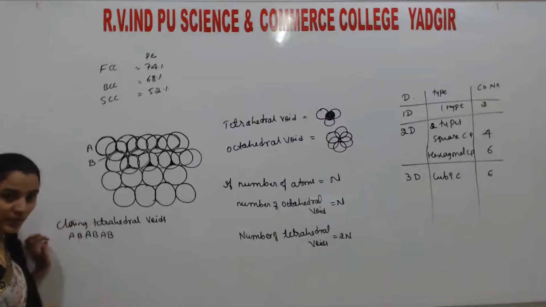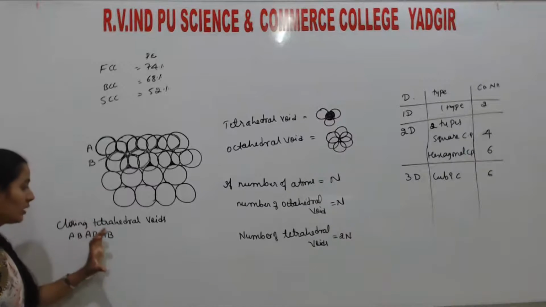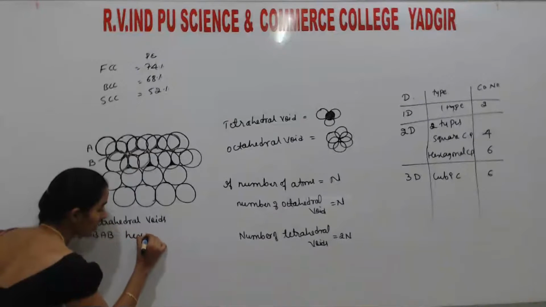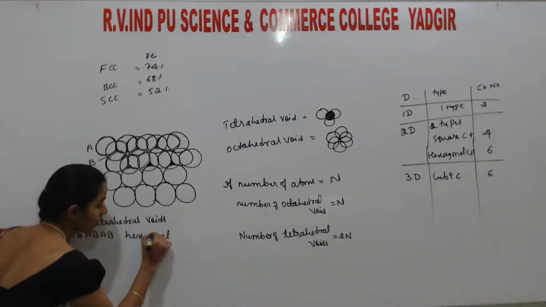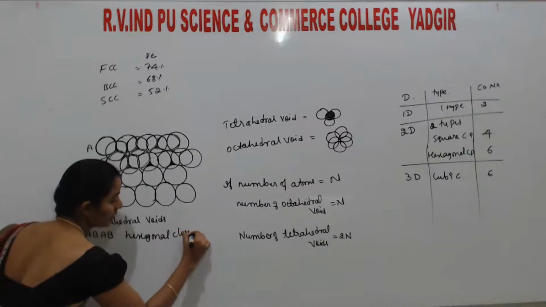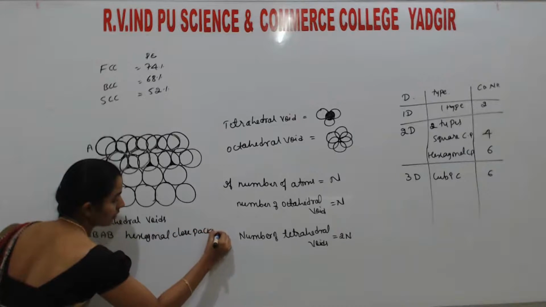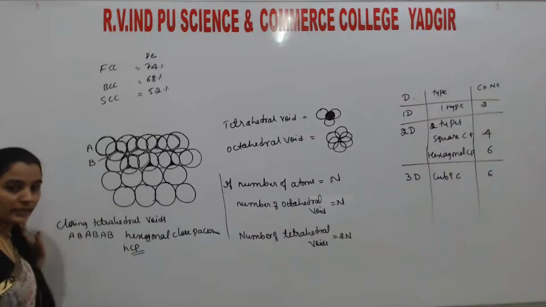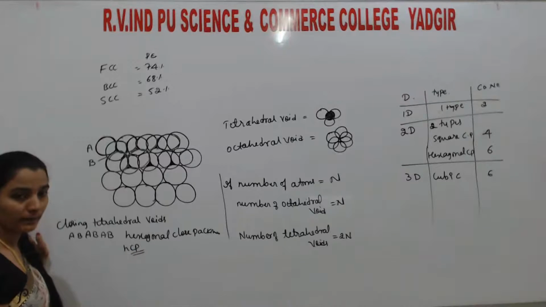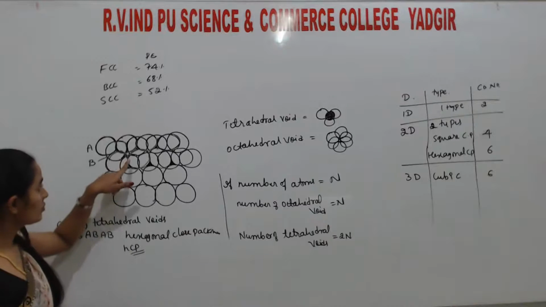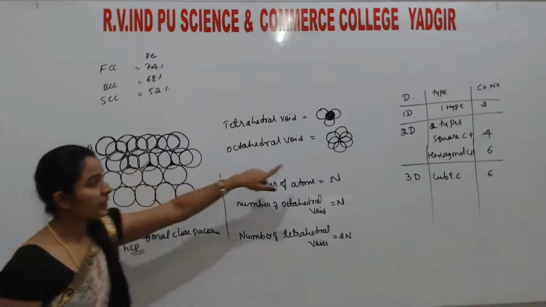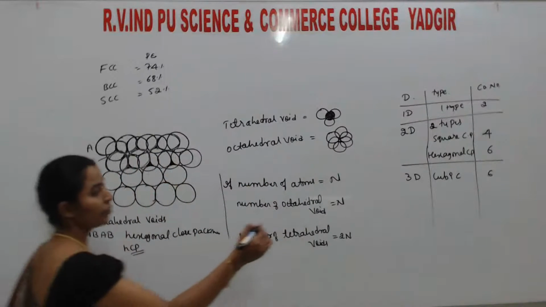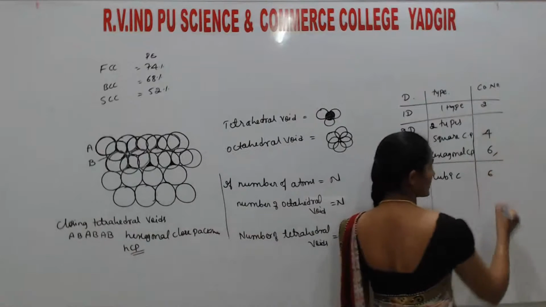AB type arrangement. So that type of closing octahedral voids causes the hexagonal close packing structure, called HCP. Hexagonal close packing. And remember here, students, consider one sphere: in hexagonal close packing, we have coordination number 6.